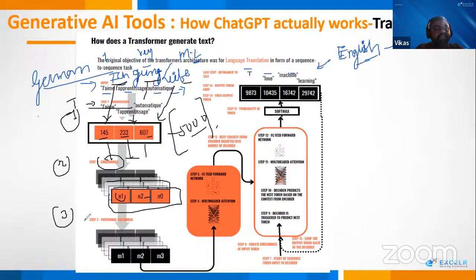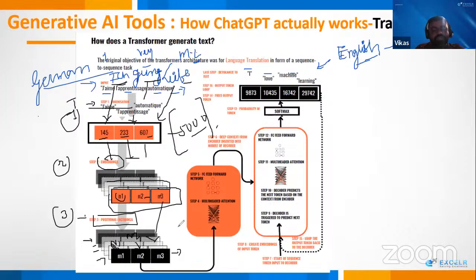Then we'll try to create step three, positional encoding. So what is going to happen here? You can see multiple matrices getting created here, right? Along with this N1, I'm trying to associate M1, the position vector. Then N2 with M2, and N3 with M3, guys. This way it is going to create a positional vector here, right?